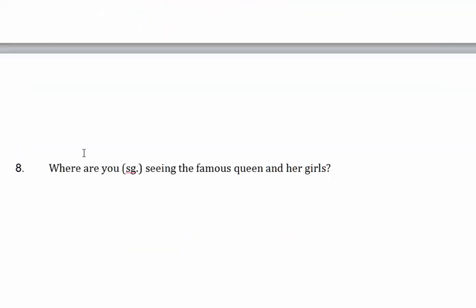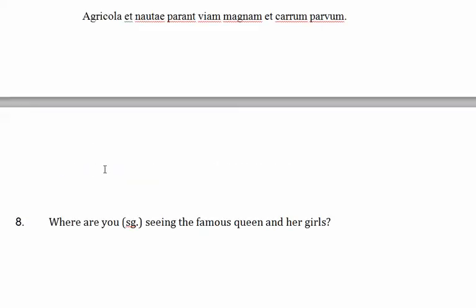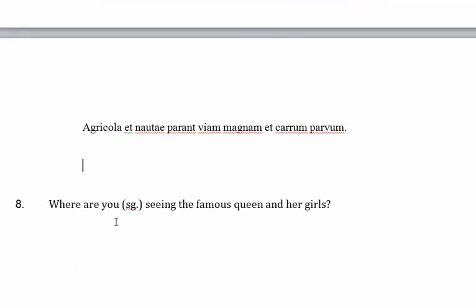And then our last sentence, where are you? So where will start off a question. My verb is here. So where are you? This would be you singular, so this is second singular. My subject is right here. Where are you seeing the famous queen and her girls? This would be my objects. All right, object. And so I will start this sentence. Ubi, where are you seeing? And so this would be spectas, and then reginam, claram, et puellas.